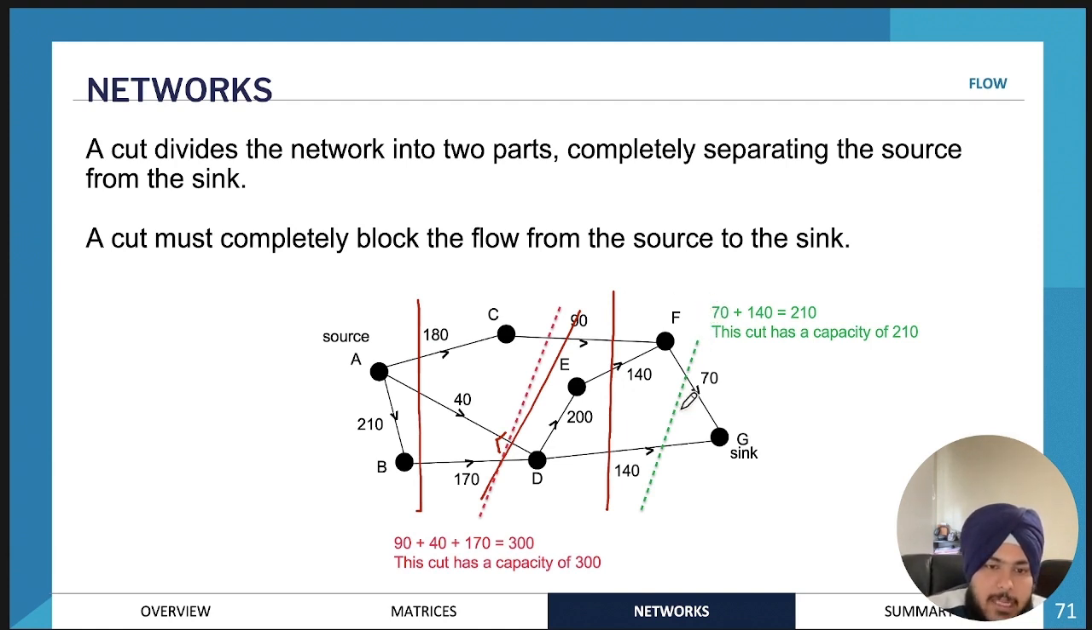So if we draw a cut here, that's actually 210. And if you do a lot of different cuts, so this is again a bit of trial and error, this cut would have the minimum capacity. So therefore 210 is the maximum flow. And there'll usually be units associated with that as well.